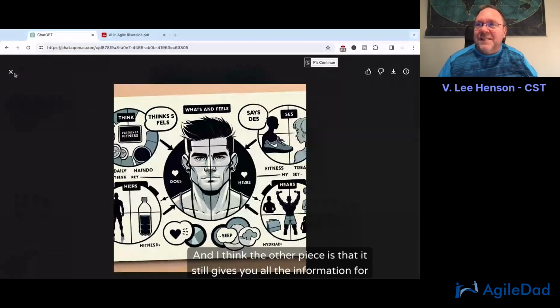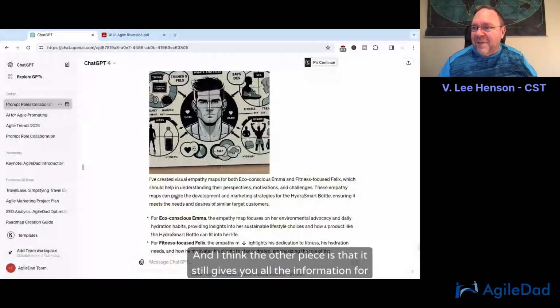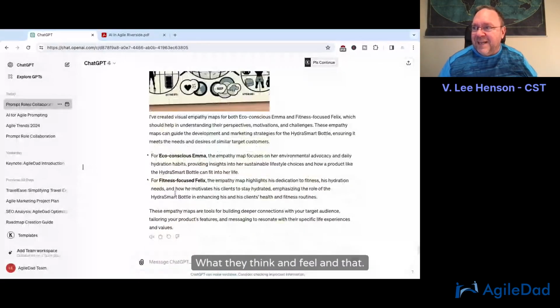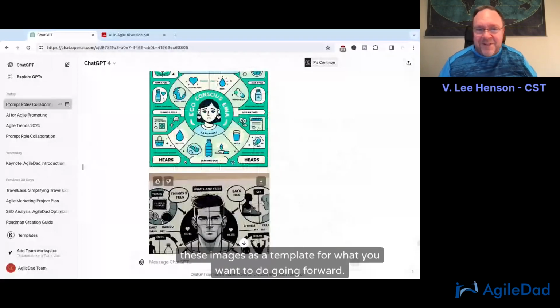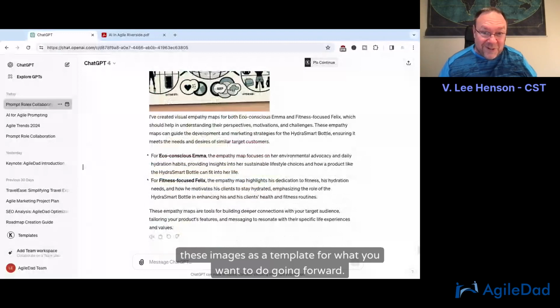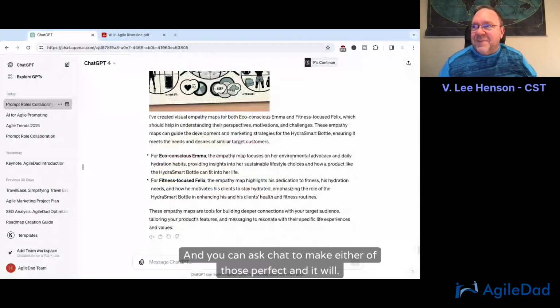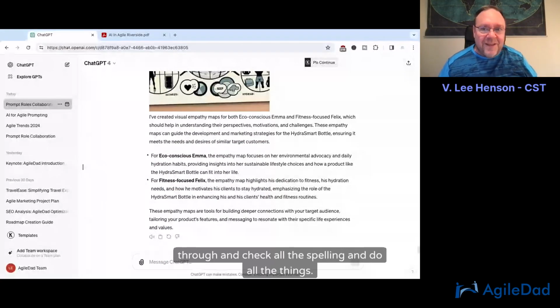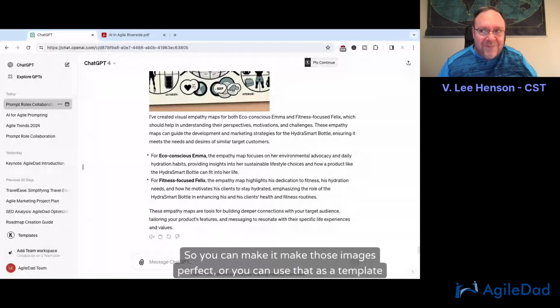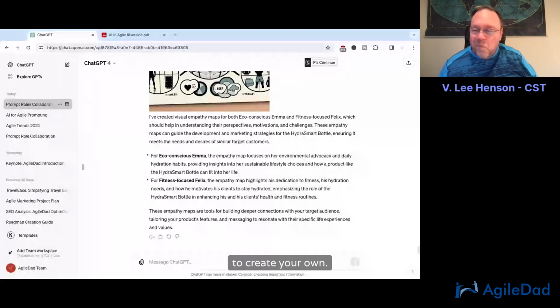And I think the other piece is that it still gives you all the information for them, right? What they think and feel and so on. So it gives you the information that you can plug into your own empathy map, or you could use these images as a template for what you want to do going forward. And you can ask chat to make either of those perfect, and it will. I'm just continuing for sake of time because it takes a long time for it to go through and check all the spelling and do all the things. So you can make those images perfect, or you can use that as a template to create your own.